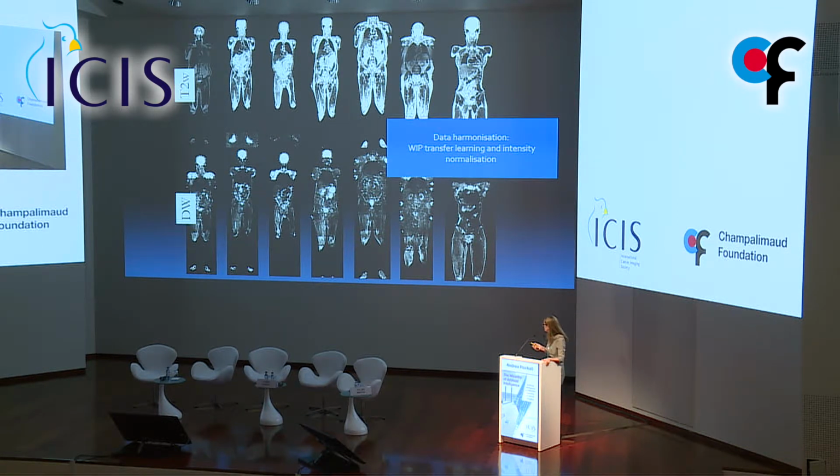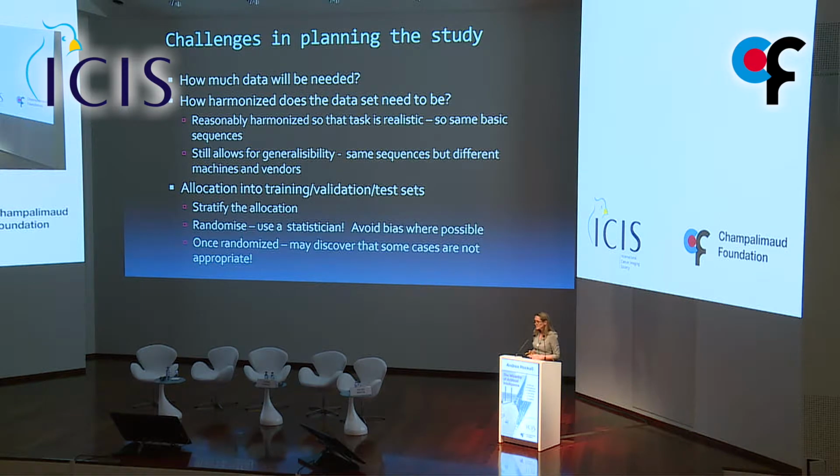So we've had to do a lot of work with data harmonization and work in progress using transfer learning, intensity normalization, all things that we never anticipated at all. So we have challenges in planning the study in the first outset. You know, how much data? Certainly when I started writing this grant back in 2012, 2013, I didn't really have any idea how much data would be needed to adequately train to do the task that we wanted, which was detection of disease. Really didn't know, and there wasn't any data out there to make any assumptions.